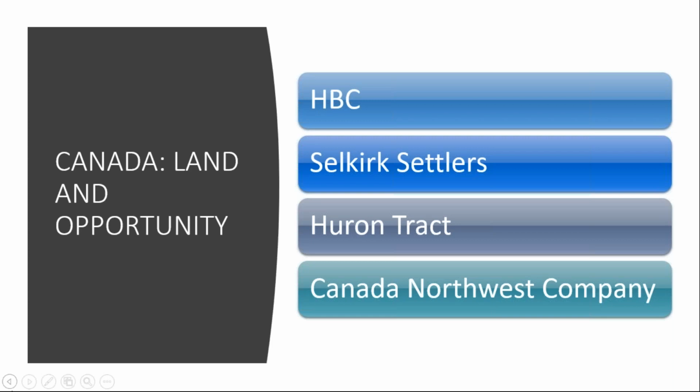We'll look at the Selkirk settlers, where Lord Selkirk brought a number of Highlanders, displaced Highlanders, over and helped them to settle in the Maritimes and then on through to the Red River settlement near the HBC. We'll look at the Huron Tract, which is a large tract of land in Ontario, and we'll look at the Canada Northwest Company, which was land along the Canadian National Railway lines out west when the railway helped to open up the west for settlement.